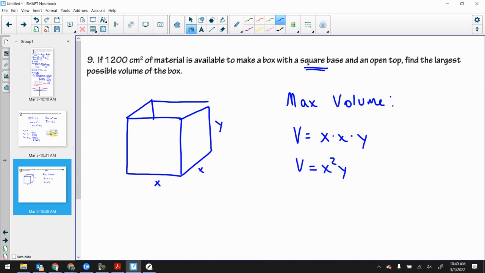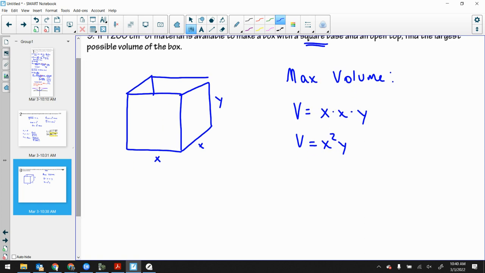So volume is really equal to x squared y, right? X times y. Now, what's my limiting piece here? I've got 1,200 square centimeters of material. So actually, this is kind of like the reverse of the problem that we had on the quiz where you wanted to minimize surface area. This, I'm given what my surface area needs to be, and I want to maximize volume based on that surface area. But I don't want to just use all of the surfaces because this has an open top.